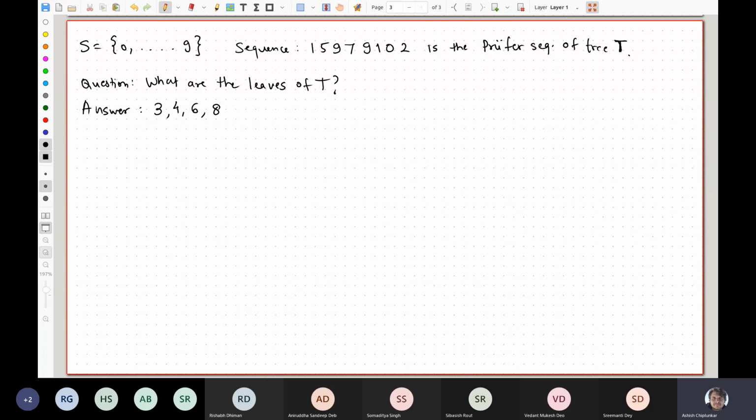Okay. So raise your hand if it is clear to you. Everybody, this is a question for everybody. Raise your hand if it is clear that a leaf node cannot appear in the Prüfer sequence. Okay. So it's clear to almost all of the class, almost everybody who is present over here. Cool. You can lower your hands now. And what is the brief justification for that?